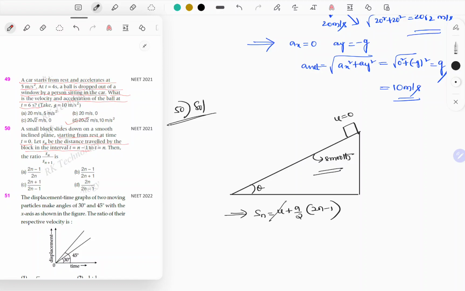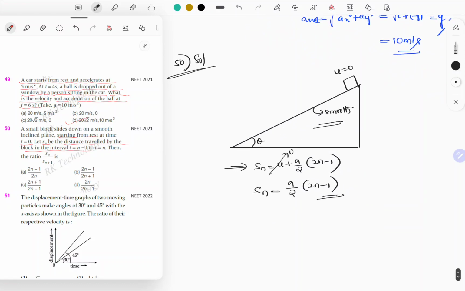First of all, try to understand what is the initial velocity. Sn is equal to, initial velocity is 0, then Sn is equal to a by 2 into 2n minus 1. Okay, this is distance traveled by the object in n seconds. What about S, distance traveled in n plus 1 seconds? It is going to be u plus a by 2 into 2n minus 1. In place of n, you have to substitute n plus 1.